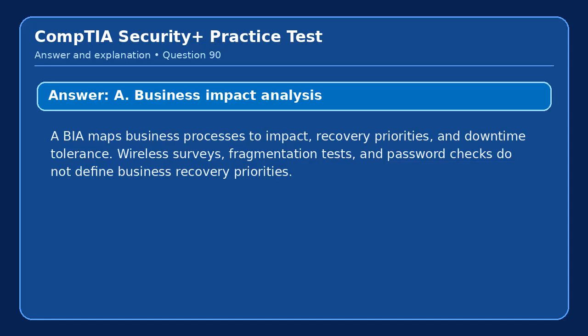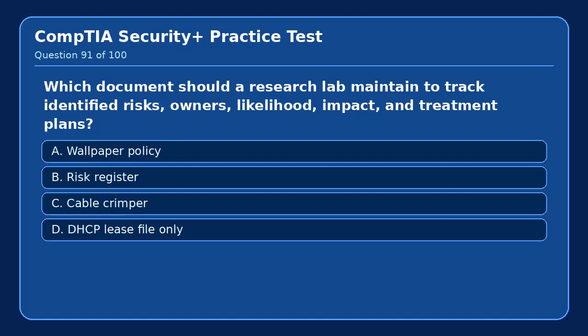Question 94. Which due diligence item should a university department request from a vendor that will host sensitive data? A. Security questionnaire, audit report, and data handling commitments. B. A shared administrator password. C. Permission to bypass contractual review. D. A promise to avoid all documentation. Take a moment to choose your answer. The answer is A. Security questionnaire, audit report, and data handling commitments.